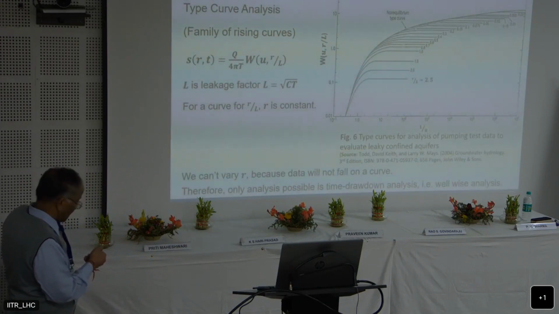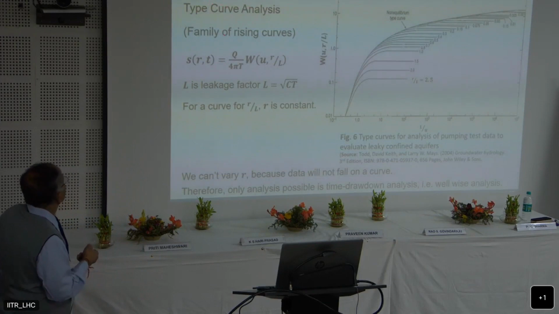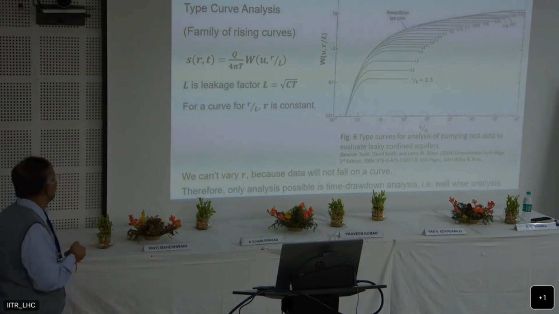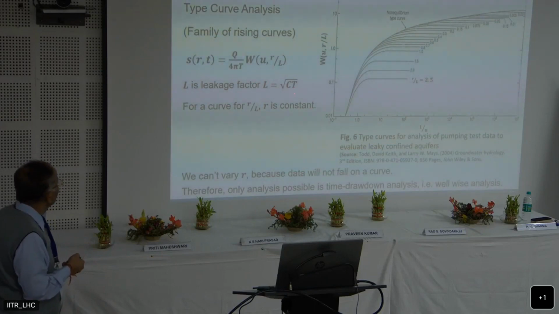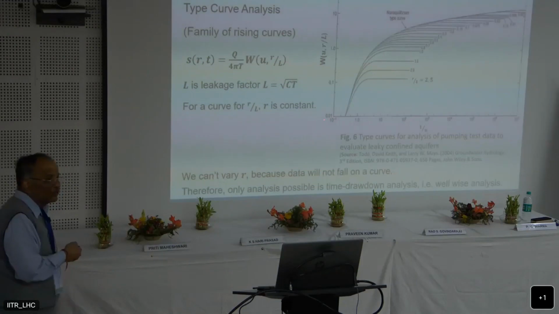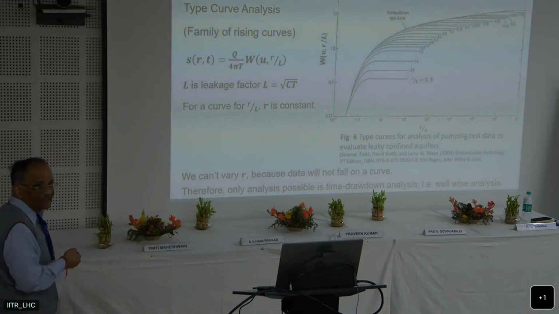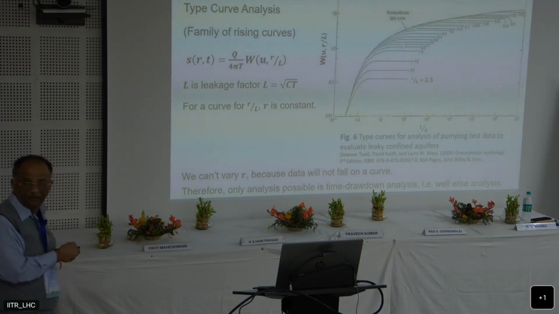But in the leaky confined aquifer, this is much more involved because now we have one more factor L, which is a combination of the aquifer and the aquitard. Instead of having one type curve, you will have a family of rising curves for different values of r by L. W is now not only a function of U, but also of r by L, where L is equal to square root of Tc, which takes into account the effect of leakage on the pumping.